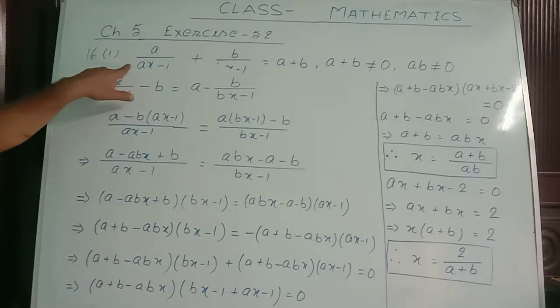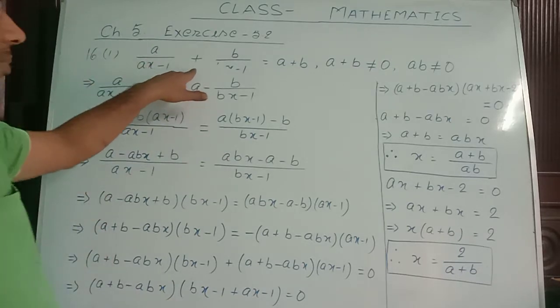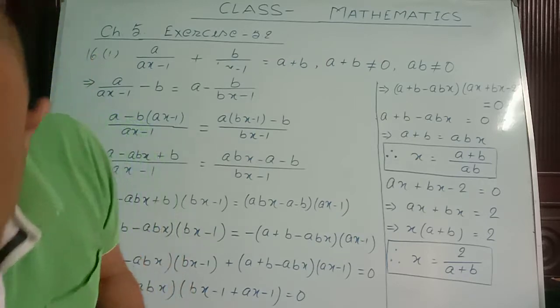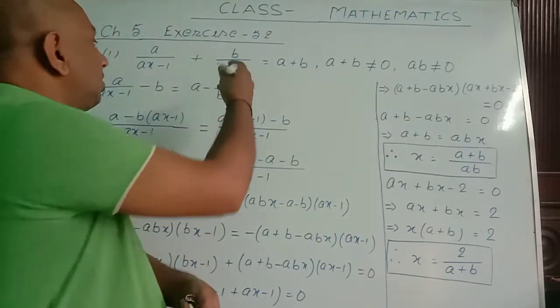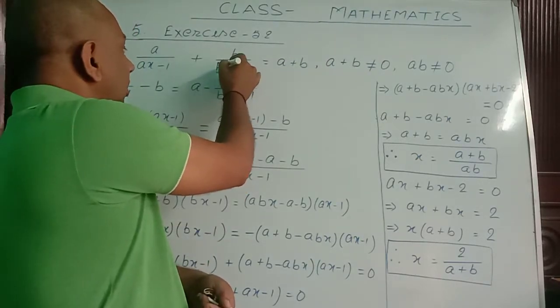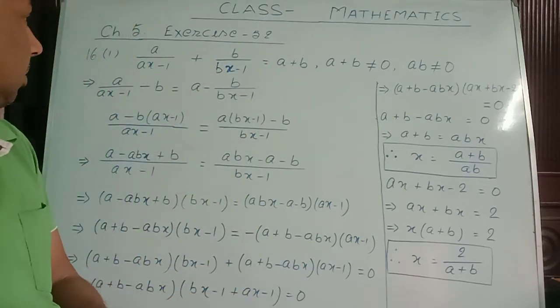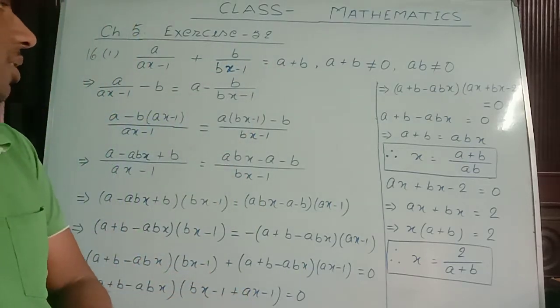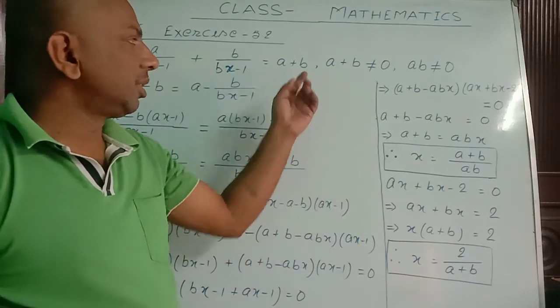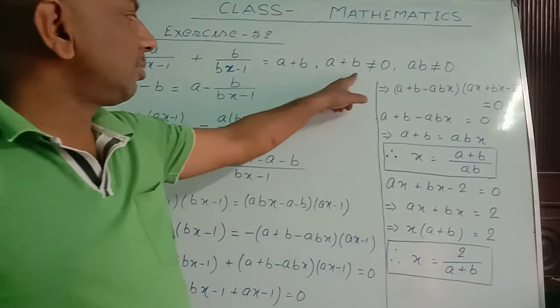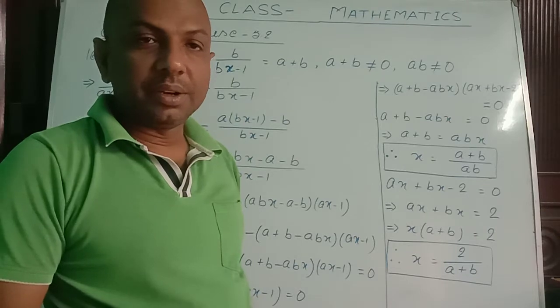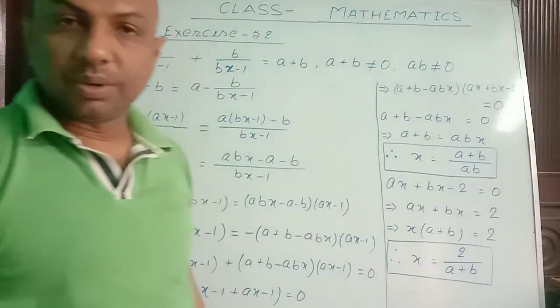16 Roman number 1: a by ax minus 1 plus b by bx minus 1 equal to a plus b, where a plus b is not equal to 0 and ab is also not equal to 0.